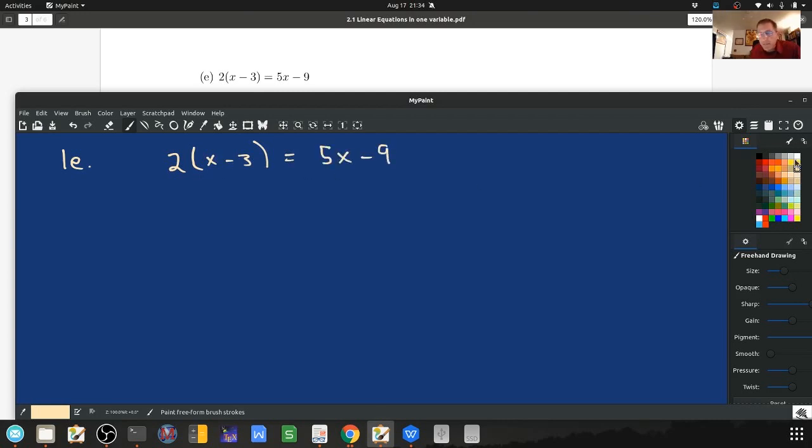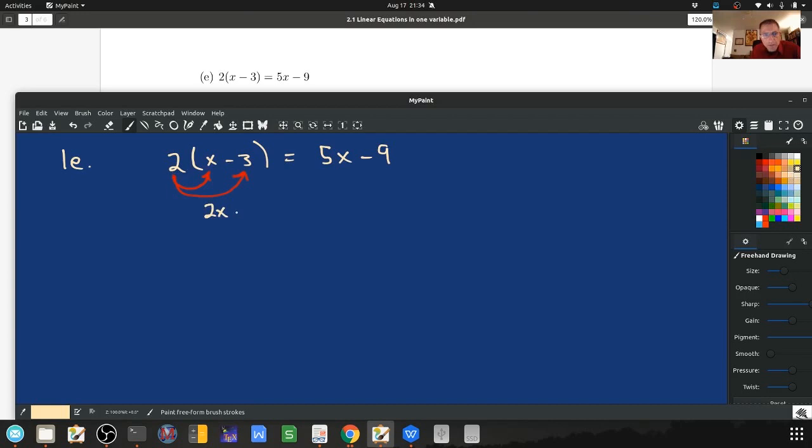So the first thing we have to do is simplify this side. And we simplify this side by using the distributive law. So I multiply 2 times x. I distribute the 2. So 2 times x gives me 2x.